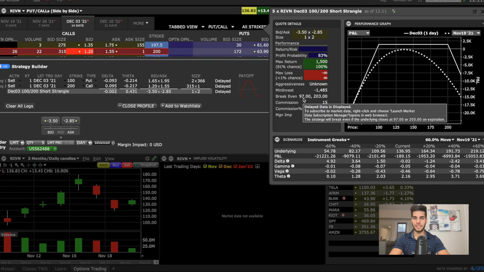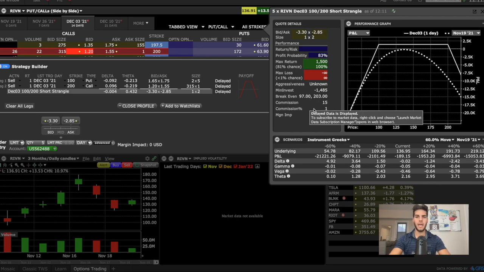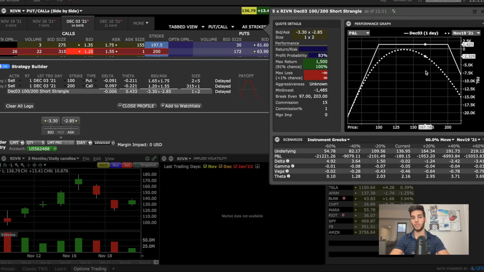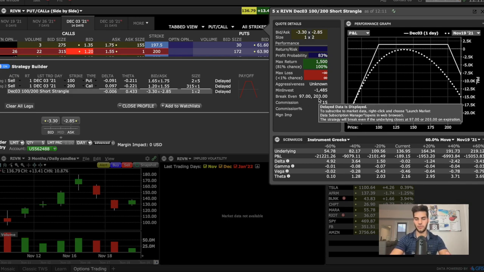Break-even price is 97 or 203. So we don't want Rivian to go below 97 or above 203. I would feel pretty confident in that. Profit probability says 83%, and you could collect $1,500 in premium there. But again, if it goes outside those numbers, then you're in trouble. This range is so huge that I would still feel comfortable putting on this trade, in my opinion.